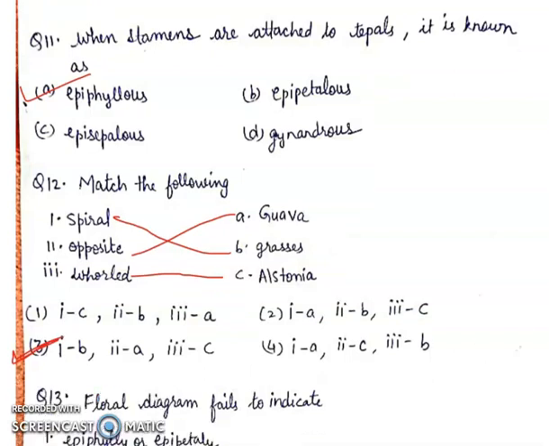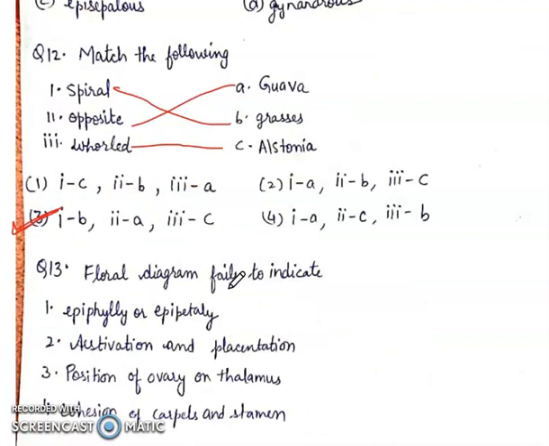Question 13. Floral diagram fails to indicate A. Epiphyly or epipetally. Second, estivation and placentation. Third, position of ovary on thalamus. Fourth, cohesion of carpels and stamen.